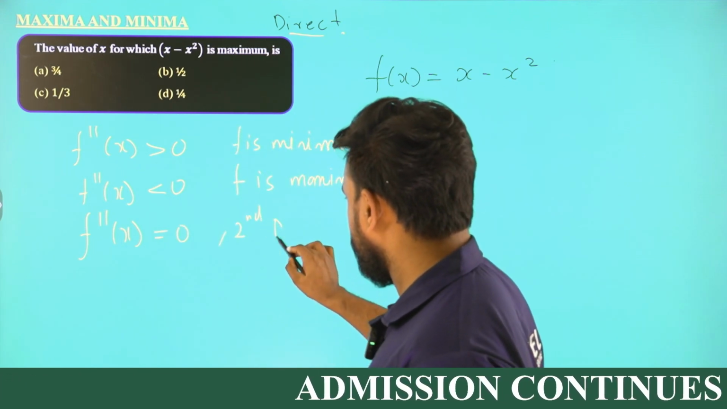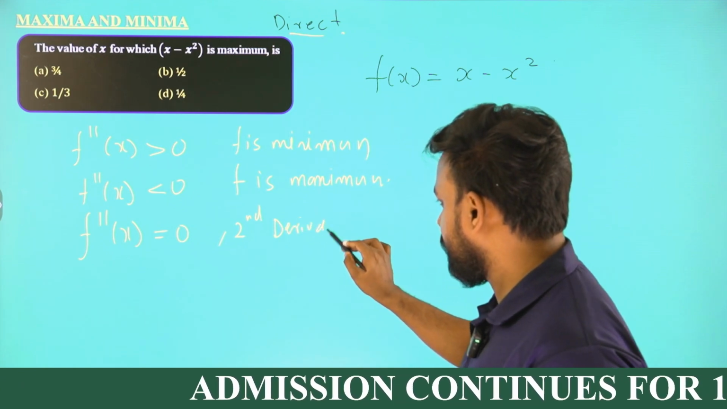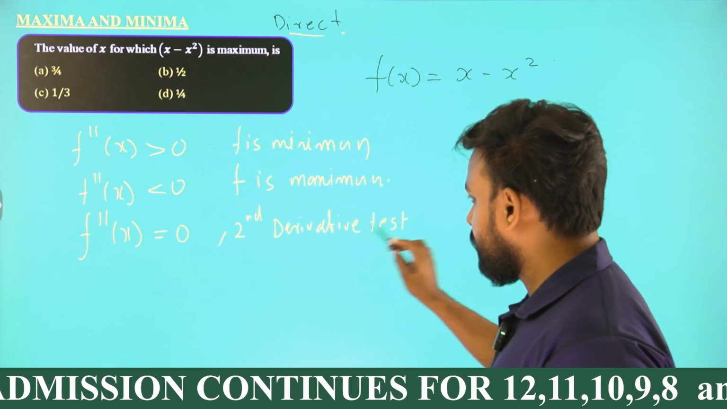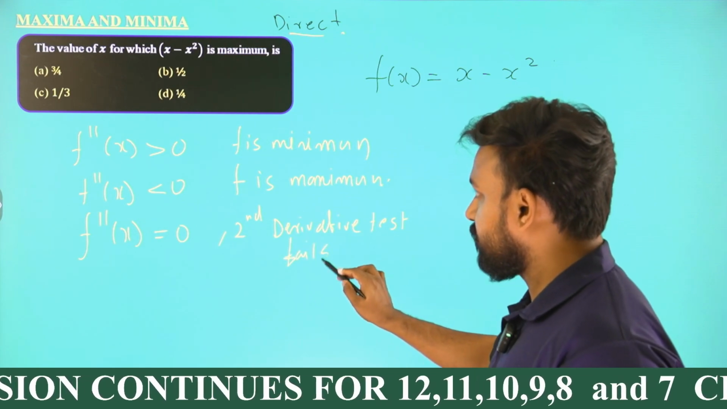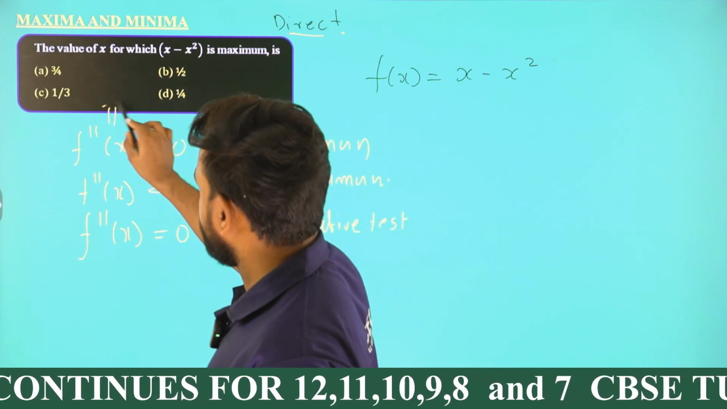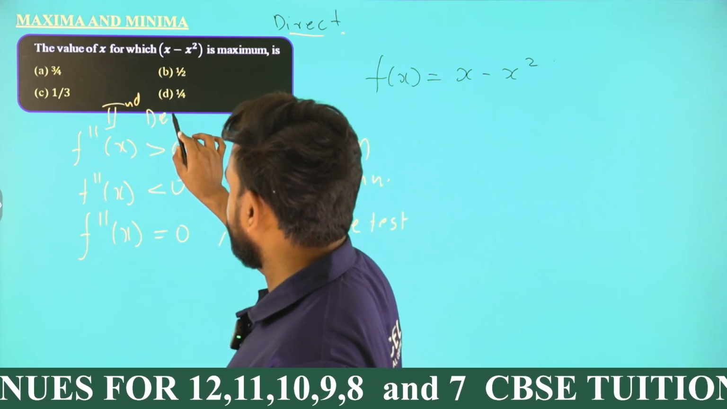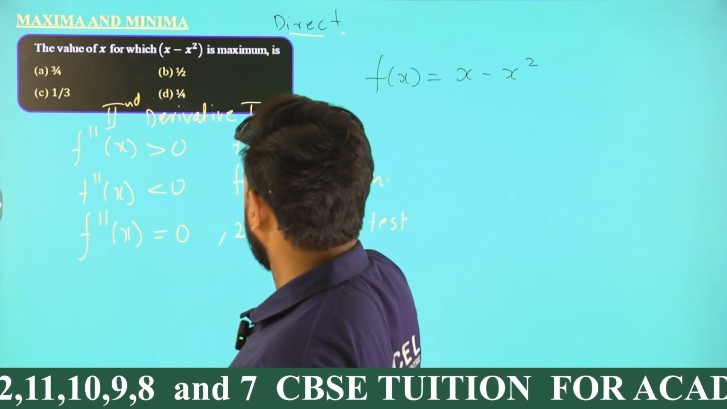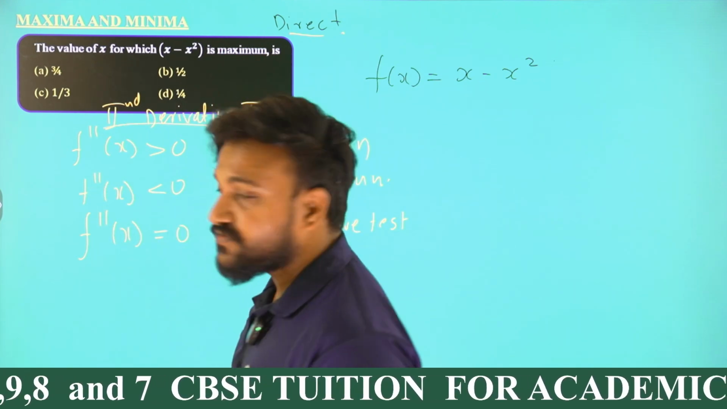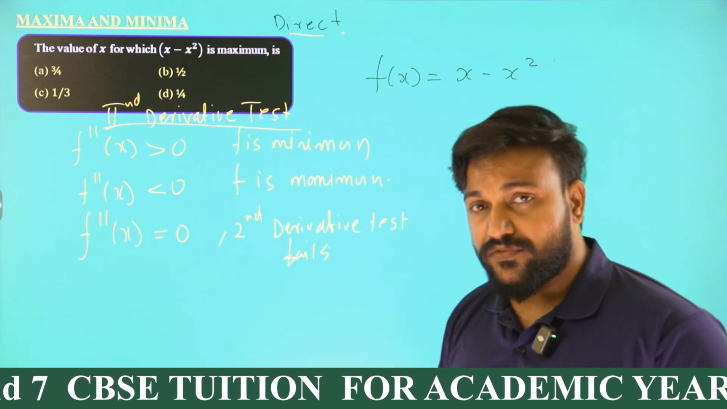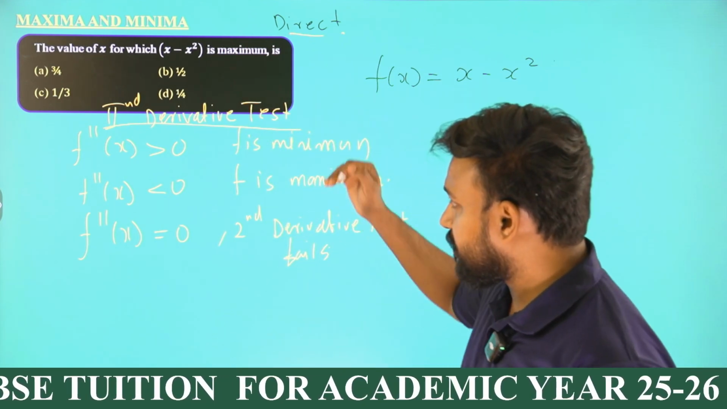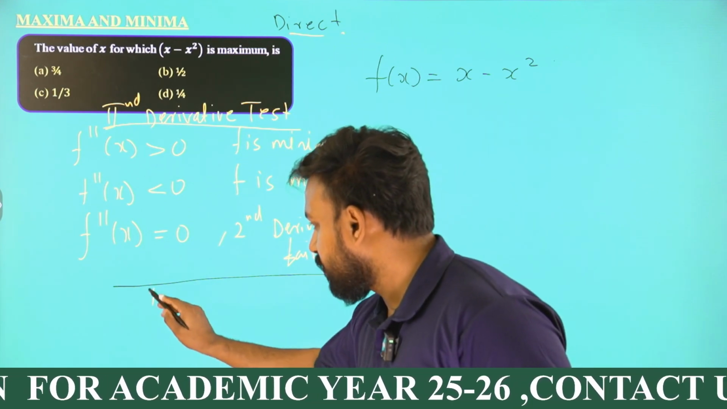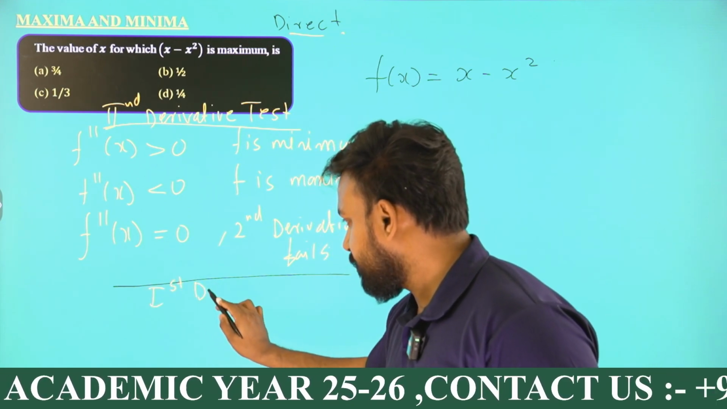Second derivative test fails. So second derivative test is this. And what is the first derivative test? I always prefer you to go for the second derivative test first. Then if it fails only, you need to go for what? First derivative test.